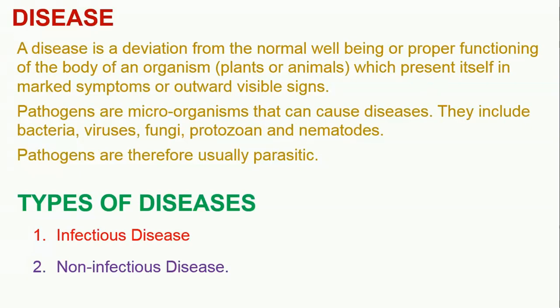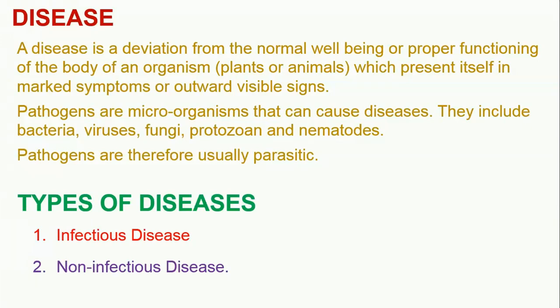Okay, that is an assignment for you as a student. All right, pathogens are microorganisms that can cause disease. So any microorganism that can cause disease is called what? Pathogen. Take note. Now they include bacteria, viruses, fungi, protozoa, and certain nematodes. Now pathogens are therefore usually parasitic, so they are parasites.